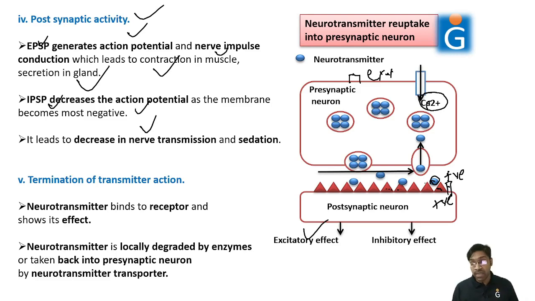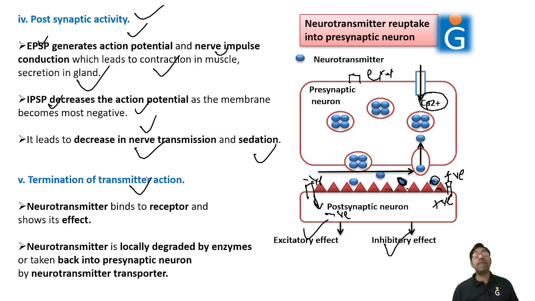You can see in the diagram, there is an inhibitory neurotransmitter which is going to bind to this receptor. This membrane is going to allow the negatively charged ions to pass inside the cell or neuron, which is going to cause an increase in the negative polarity inside the neuron, leading to inhibitory effect, lowering of the action potential, or inhibition of nerve impulse transmission. And there is a decrease in the nerve transmission and sedation. The patient may have sedative action.